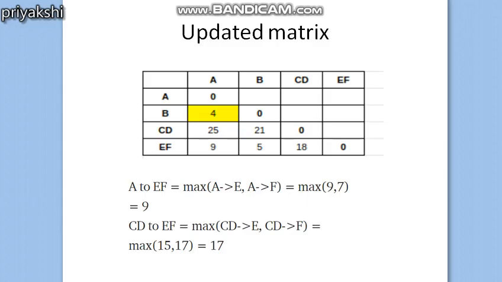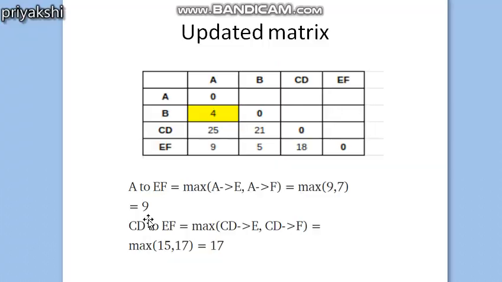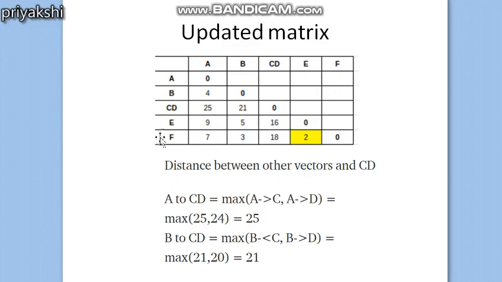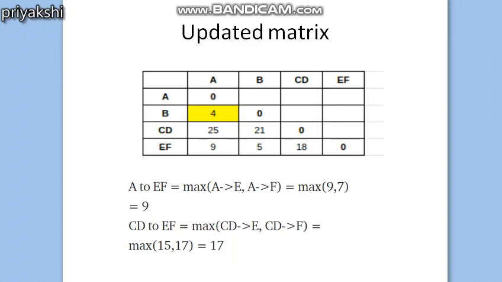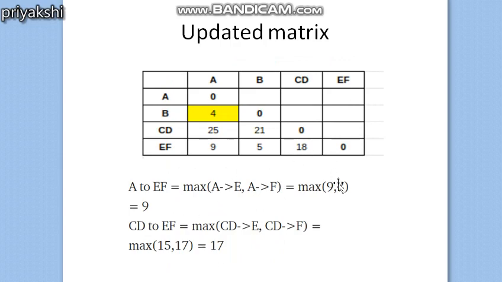As you can see, the distance from A to E is 9 and A to F is 7. So 9 and 7, what is the maximum value? 9. So it will be updated by 9. Then you can see CD to EF. To find the distance between CD and EF, we have to find the distance from CD to E and CD to F from the previous matrix. CD to E is 16 and CD to F is 18. So what is the maximum value? So it will be 17. So it will be updated by 17 only. Okay, so this will be the updated matrix.